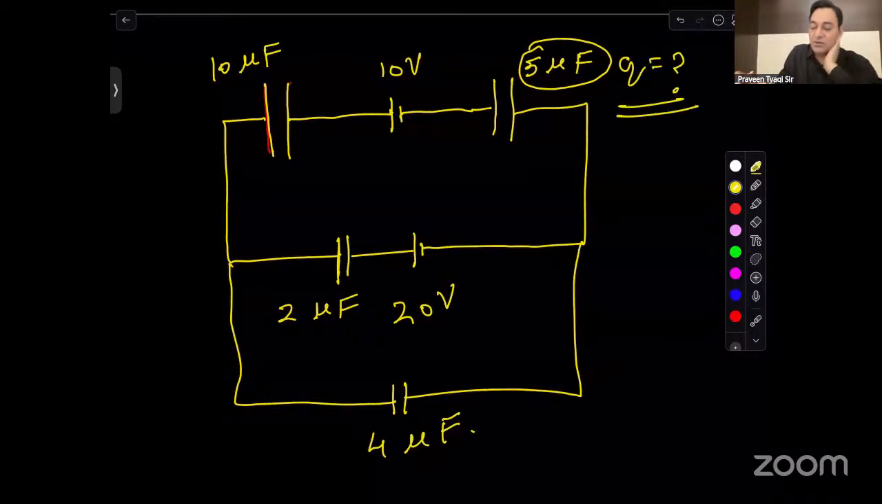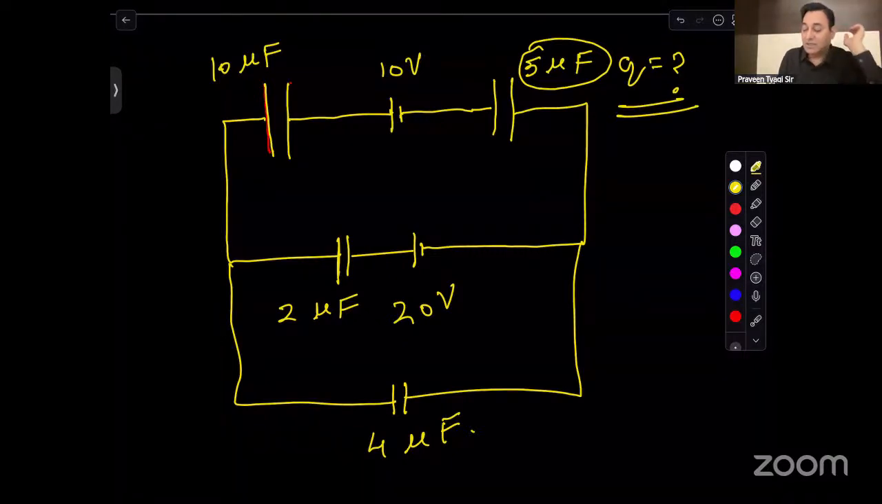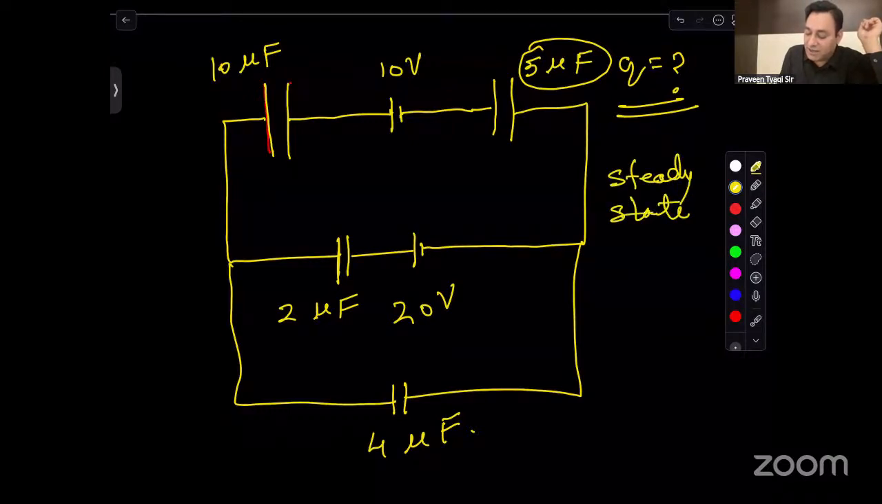That's my question. In steady state, I have told you that the capacitors have got charged. The transient stage is over. When steady state has been achieved, all the capacitors are charged. Find what will be the charge on the 5 microfarad capacitor. Please try to do this.